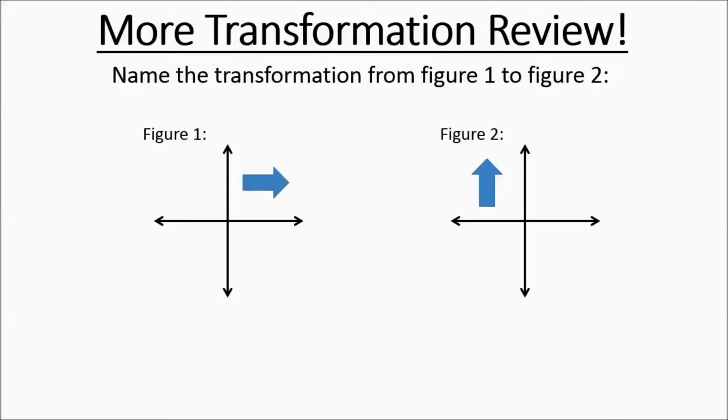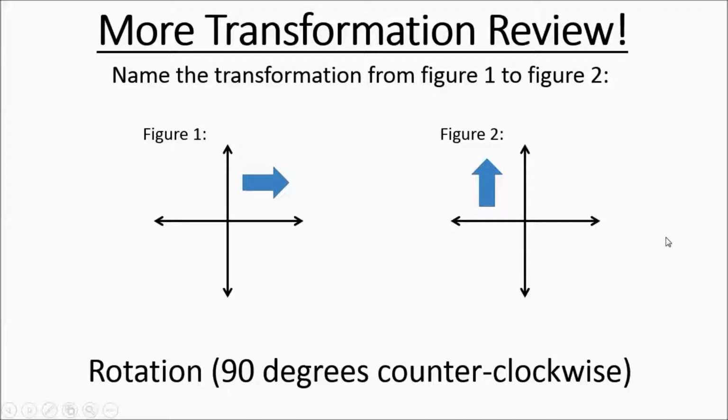So for this next one, we have the arrow in quadrant 1 originally, and now it's in quadrant 2 and it's pointing upward. It's going to be some kind of rotation. Since it's in a neighboring quadrant, it's going to be a 90-degree rotation counterclockwise.